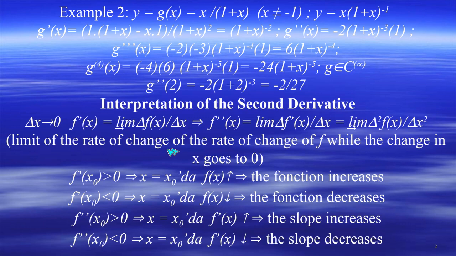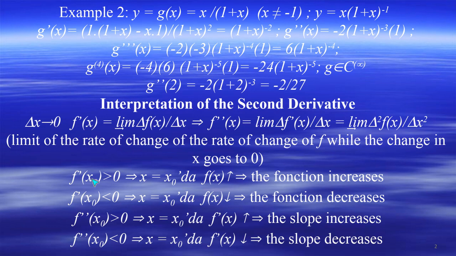What is it in words? The limit of the rate of change of the rate of change of f, of the function, while the change in x goes to zero. This is the wording of the second derivative. You see? So what does it mean?